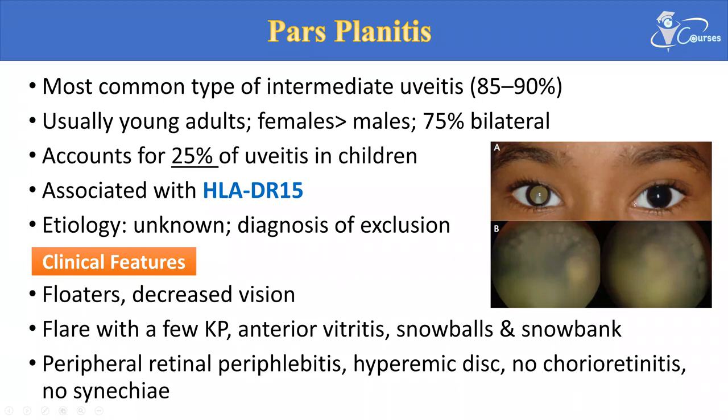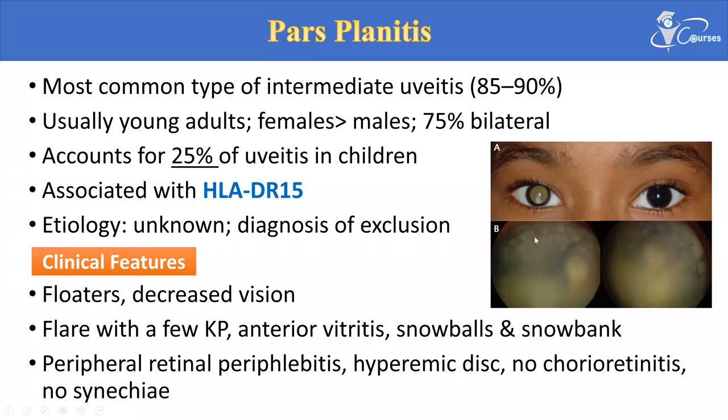Once you exclude the systemic diseases such as MS or sarcoidosis, then you finally reach a diagnosis of pars planitis. So what are the clinical features? Those patients will have floaters. This is the universal presentation for patients with intermediate uveitis. There will also be decreased vision. There will be a flare with few keratic precipitates, anterior vitritis, snowballs, and snowbanks.